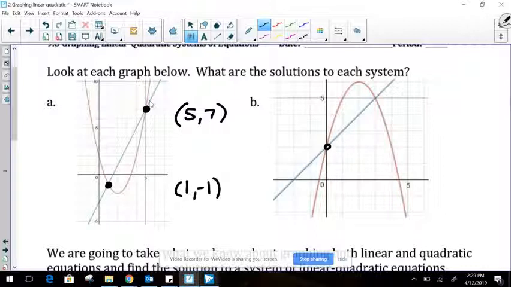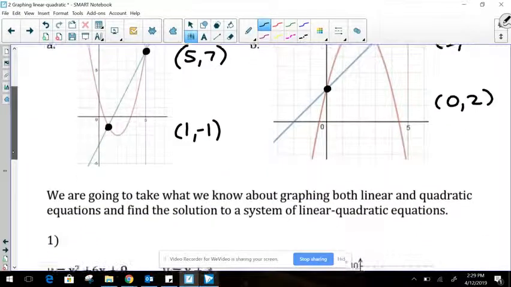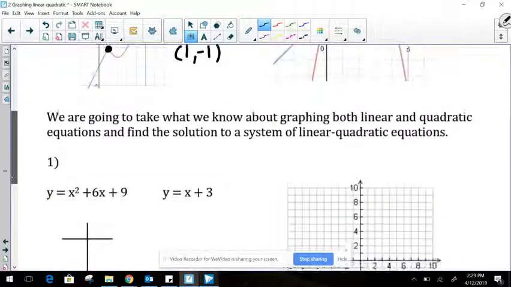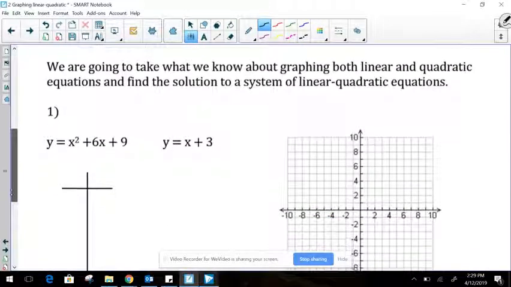All right, then my next one here, I make my dots at my intersections. I should have (0, 2), and what, (3, 5)? Nice. Okay, so that's pretty easy looking at graphs and deciding where the solutions are. Now at the bottom, we'll actually have to graph them.